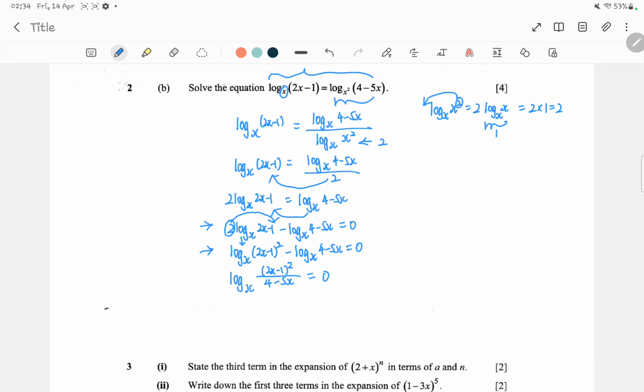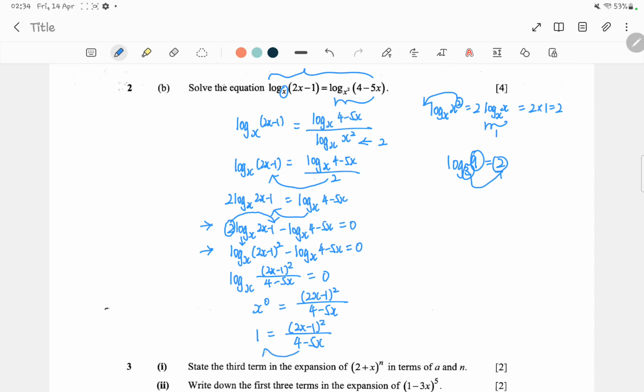And remember logarithm. If we have log base 3 of 9, this equals 2 because 3 to the power of 2 equals 9. So this is an example to understand what I'm going to do next. So then x to the power of 0 equals this, correct? So x to the power of 0 equals this expression over here, in which x to the power of 0 is actually 1. So 1 equals (2x minus 1) whole thing squared divided by (4 minus 5x).